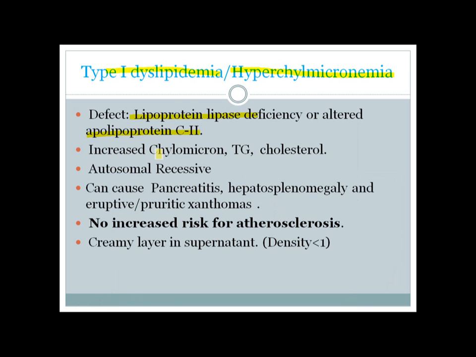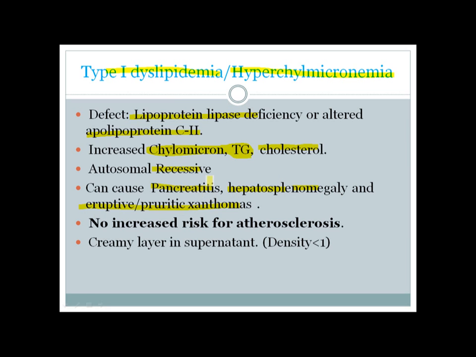And so as you see here, there will be increased level of chylomicron mainly, and also increased level of triglycerides because there is decreased function of lipoprotein lipase, and also there will be increased cholesterol. This is an autosomal recessive condition, and the excessive triglycerides can deposit in different types of tissues, like in the pancreas causing pancreatitis, in your liver and spleen causing hepatosplenomegaly, and also under your skin producing eruptive or pruritic xanthomas.